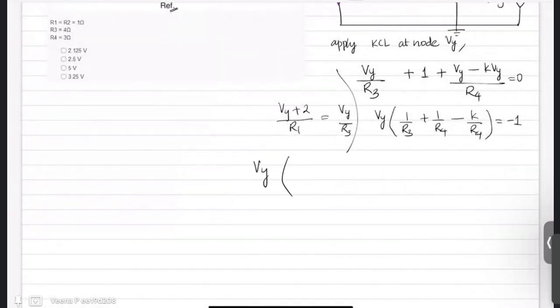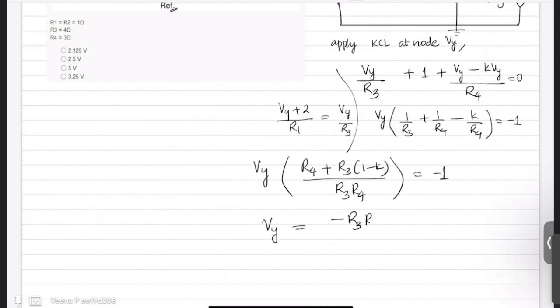Vy into (R4 plus R3 into (1 minus k)) by R4, making the denominator common, R3 R4, is equal to minus 1, or your Vy is given by minus R3 R4 divided by R4 plus R3 into (1 minus k). Now this is your equation number 1.